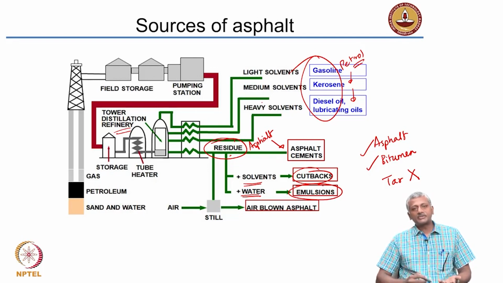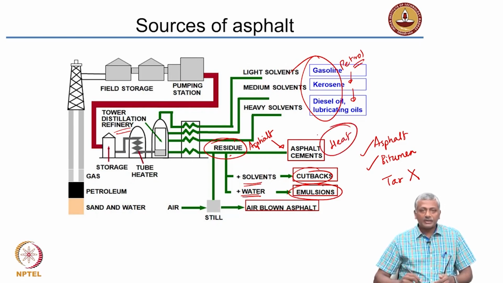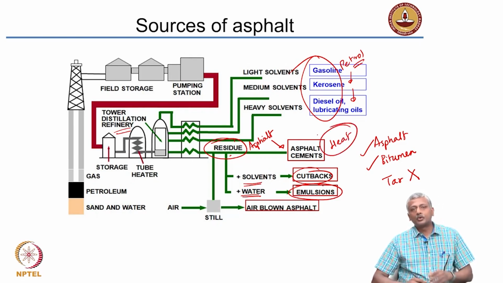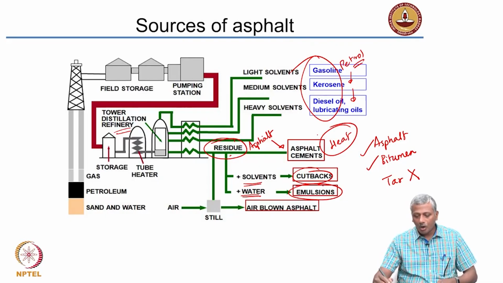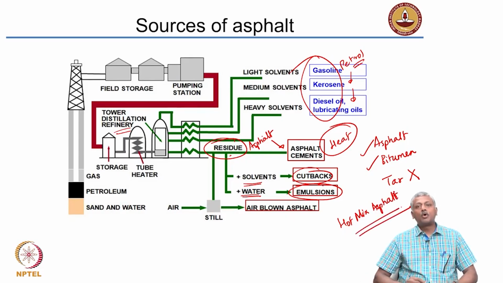But the most common strategy is to heat the asphalt, and that is what you see in most of our roadway construction: hot mix asphalt. Hot mix asphalt, that is what we call it, hot mix asphalt or warm or hot bitumen.